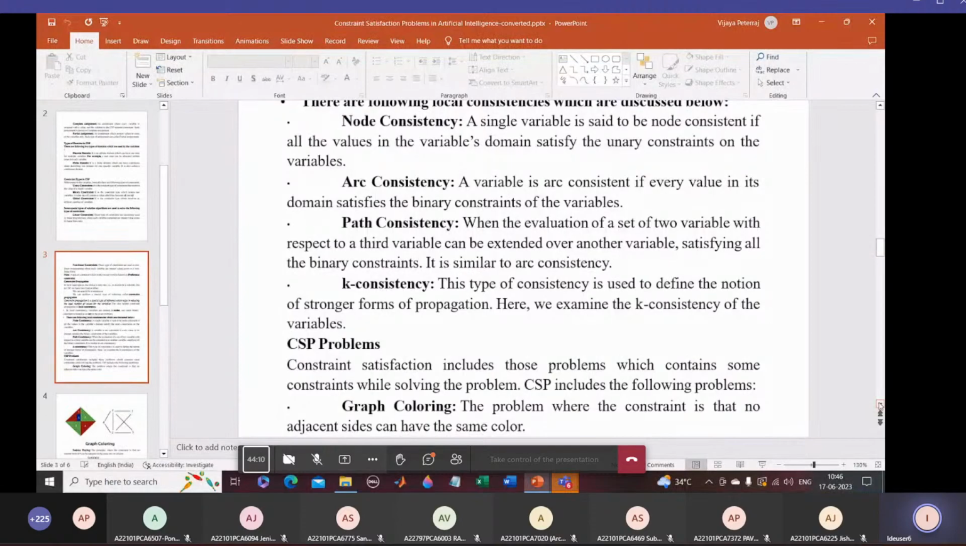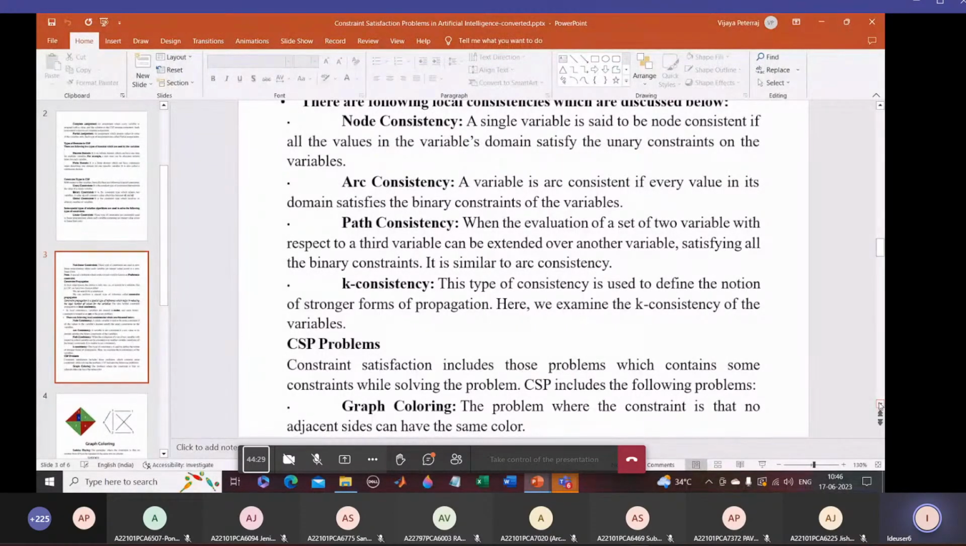Then we have K consistency. This is a stronger form of propagation. So we have to examine the K consistency of the variables. Sometimes we use some constant like that. It is K consistency. And what are the different CSP problems? So you have to know all the terms here.